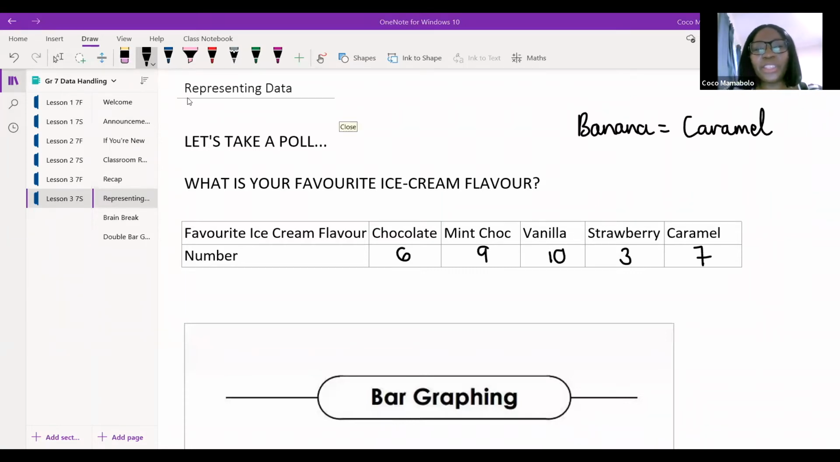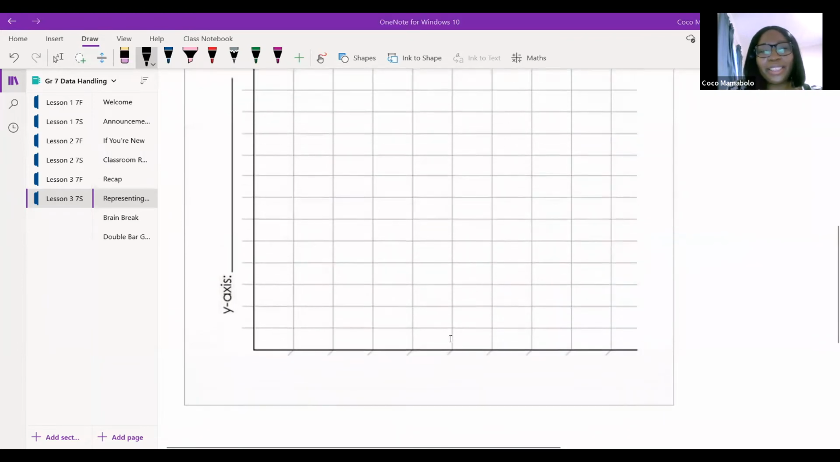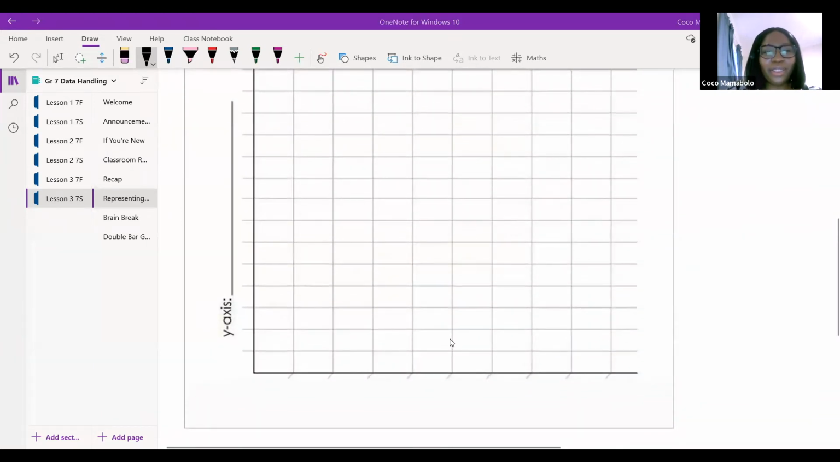And then we're going to take this information and we're going to put it in a bar graph. We're going to put it in a graph. I know, guys, apple ice cream, really. Okay, so we're going to look at all the flavors we've got.